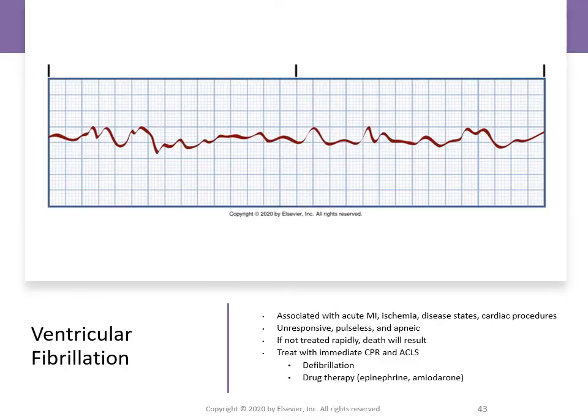The rhythm identified on this slide is the most concerning of all. It's called ventricular fibrillation. Ventricular fibrillation is when the ventricle is just in a chaotic state in which electrical activity is happening, but it's not organized enough to result in a contraction. The patient will be pulseless, and CPR and advanced cardiac life support need to begin.